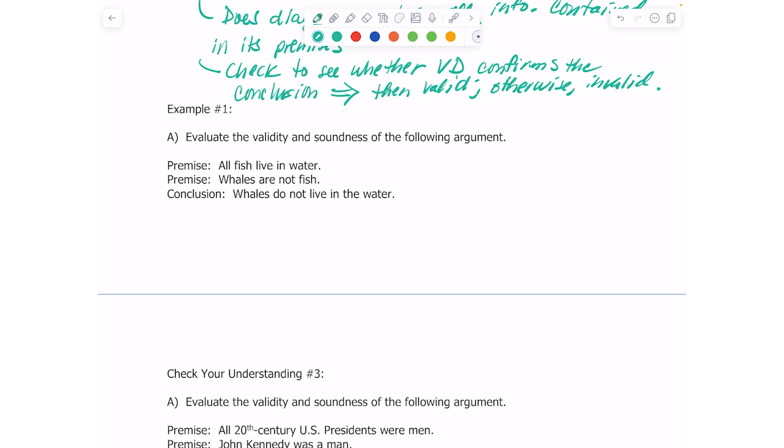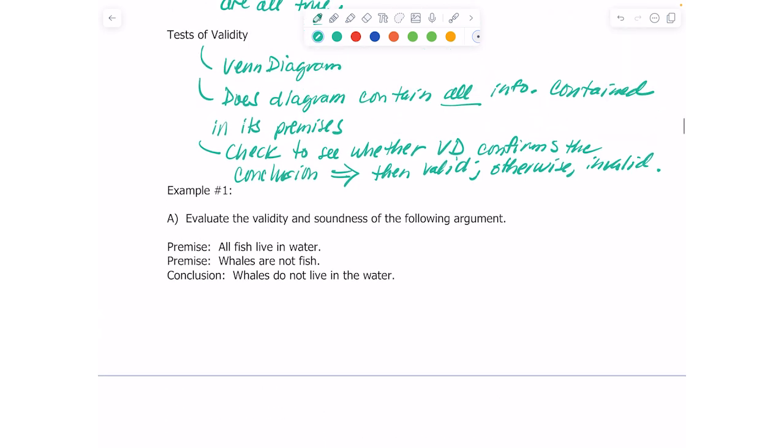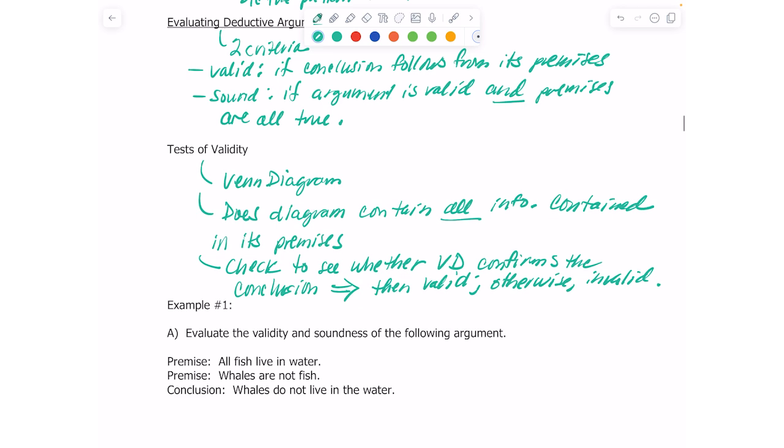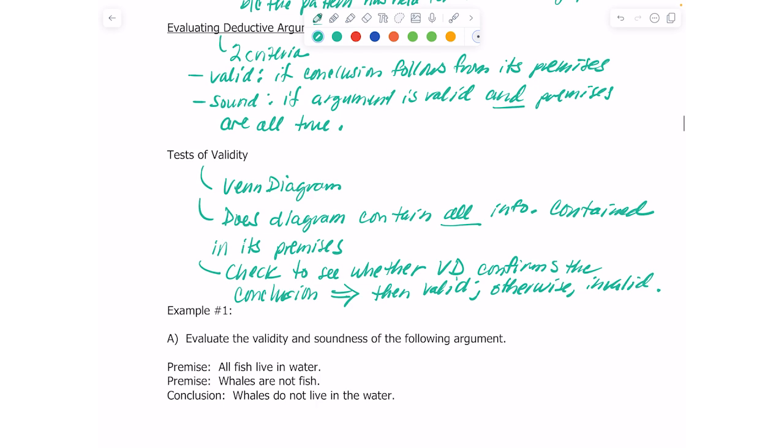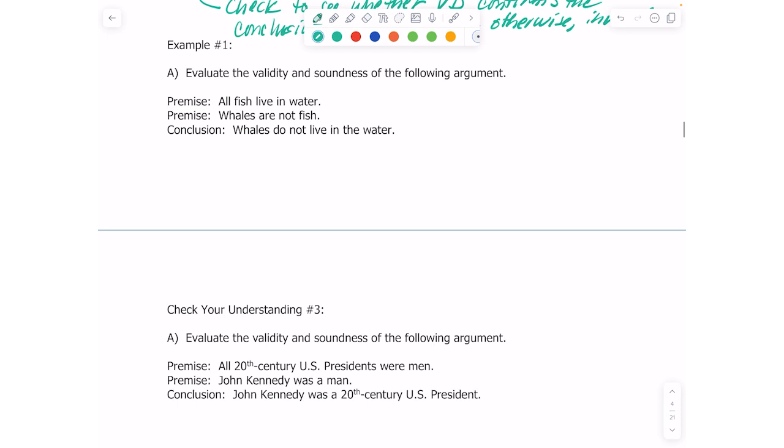Okay, let's take a look at an example. So in this example, we're going to evaluate the validity and the soundness of the following argument. Remember, validity does not mean that it's truthful. That's something different. Just that the conclusion follows from its premises. And a sound argument needs to be valid and the premises are all true. So here's our two premises. All fish live in water, which is a very general statement, right? Whales are not fish. And the conclusion I can draw from that is, well, if all fish live in water and whales are not fish, then whales do not live in water.